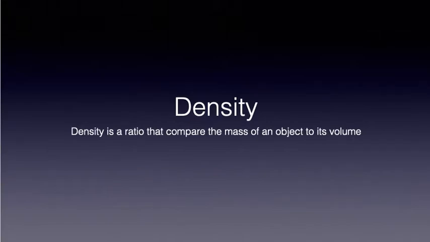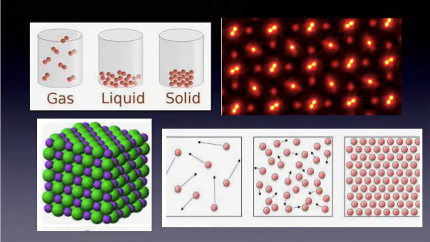Density, and my name is Mrs. Burnett. Density is a ratio that compares the mass of an object to its volume. So when we're looking at density, we have to consider both mass and volume.